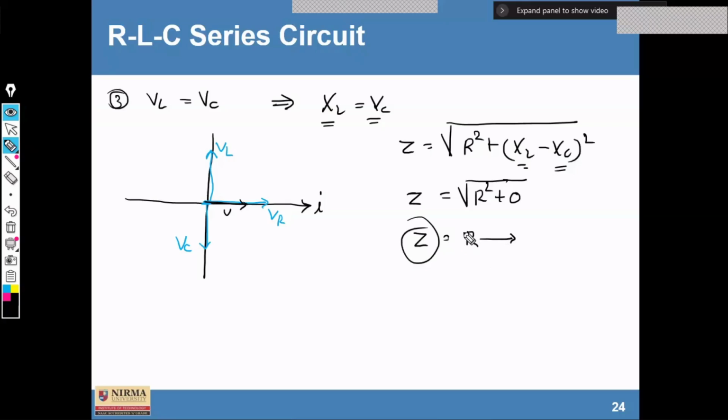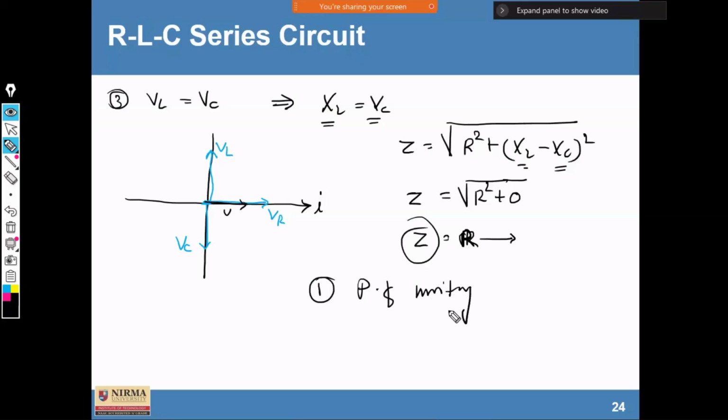So the impedance would become R. Now, the total resistance of the circuit is equal to R. That means it is a purely resistive circuit, and this circuit has a power factor of unity. Second, the total impedance would be minimum, because if XL and XC are not equal, there would be some value here, and if they are equal, we find the minimum value.